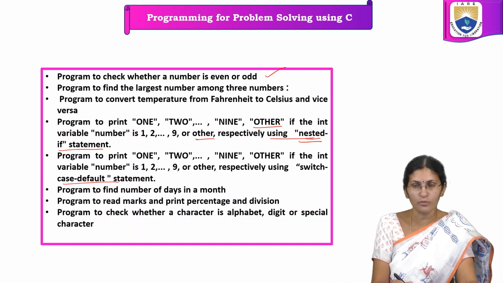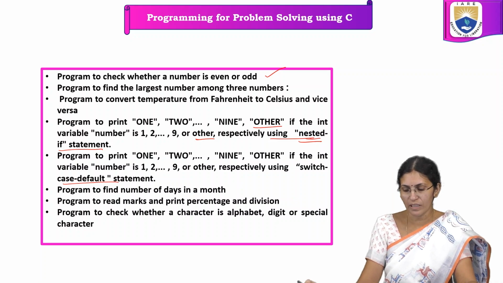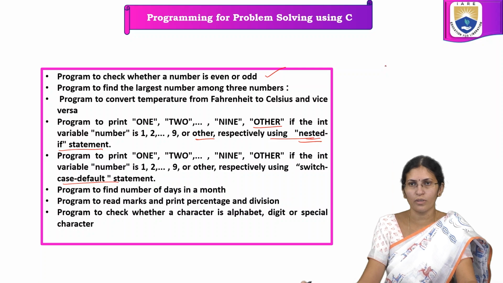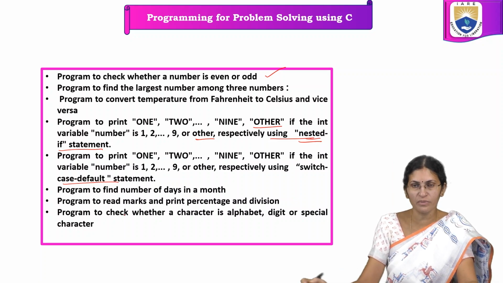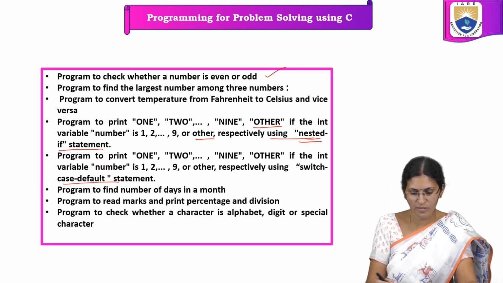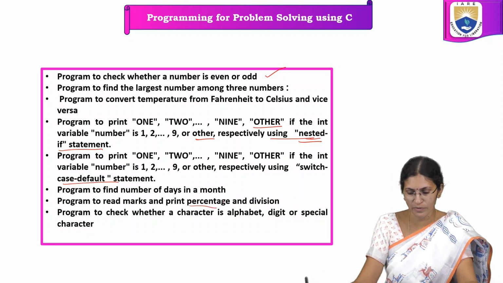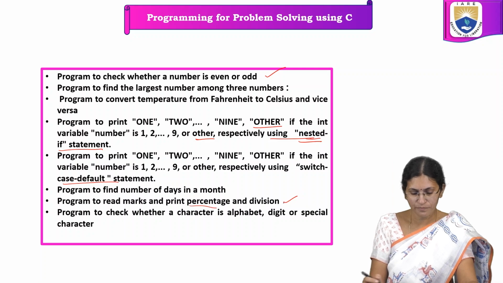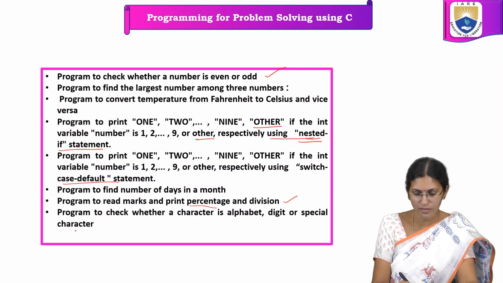The other program which we are going to write is a program to find the number of days in a month. The user will enter some month number 1, 2, 3 and so on up to 12, and based upon that, the output of the program will be the number of days in that particular month. Next program is to read the marks of 3 subjects, or n number of subjects, and print the percentage and division. In the program we need to calculate the percentage, and based upon the percentage obtained, the division has to be printed. Next program is to check whether the character is an alphabet, digit or special character.